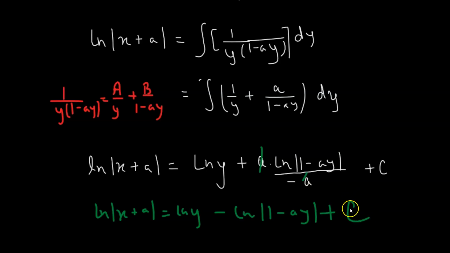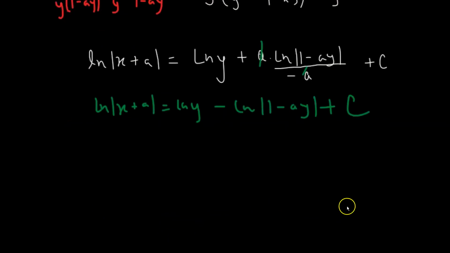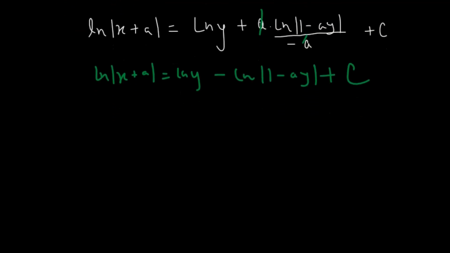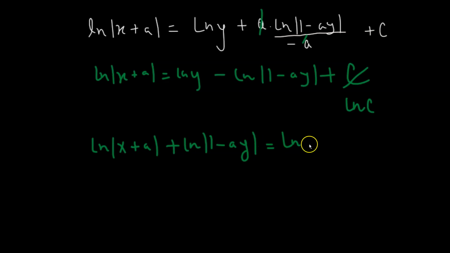However, we could stop here and consider this as the final solution. But there is also another way. This could be written in a simpler form. To do that, all we have to do is, instead of c, we replace it with natural log of c, and it won't make much of a difference because c being a constant, natural log of c will also be another constant. So we have natural log of x plus a plus natural log of 1 minus ay, and that's equals to natural log of y plus natural log of c.